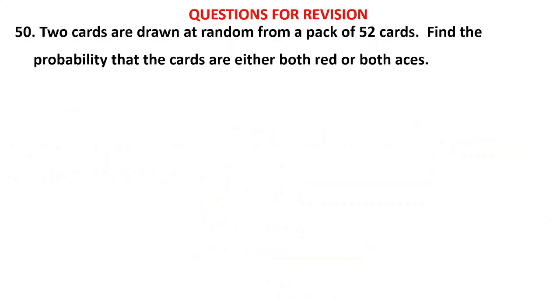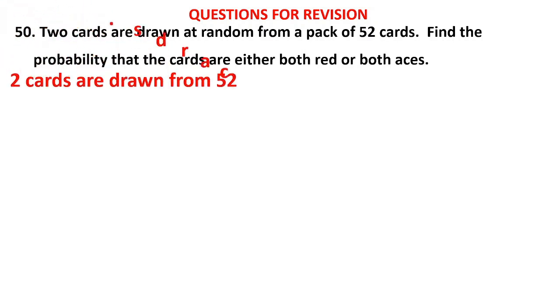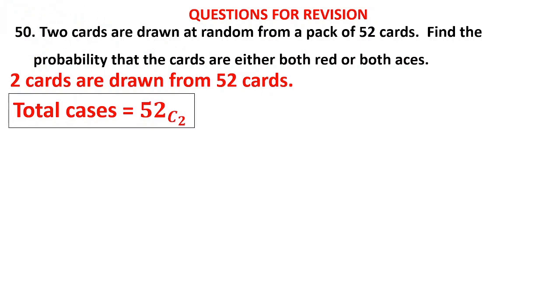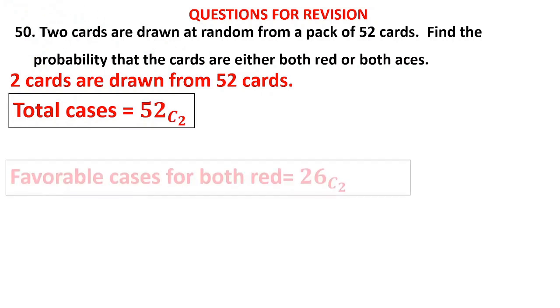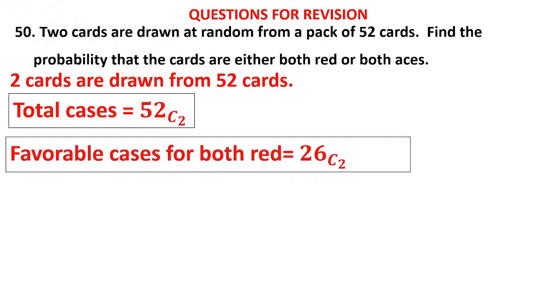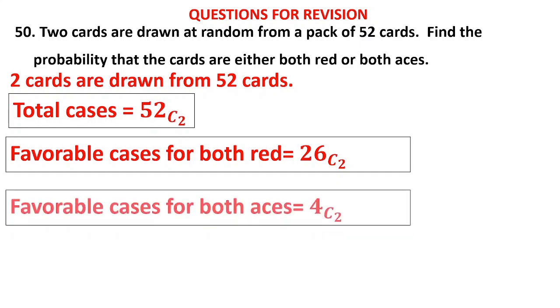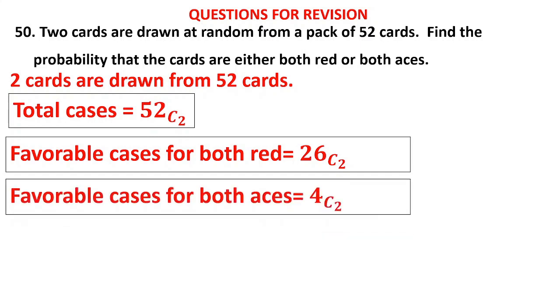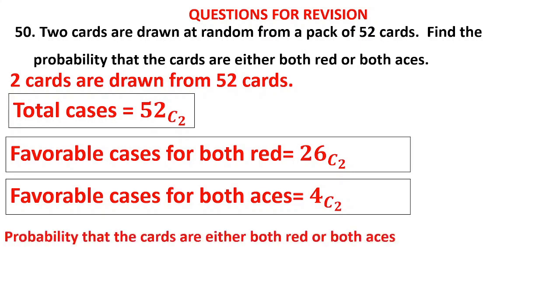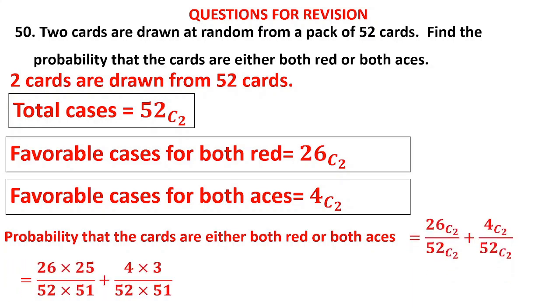2 cards are drawn. Find the probability that the cards are either both red or both aces. First let us find the total cases, 52C2, because 2 cards are drawn. Let us find the favorable cases for both red: 26C2, because there are 26 red cards. Favorable cases for both aces is 4C2, because there are 4 ace cards. Now let us add the probabilities because we have to find either or. Therefore add the probabilities: 26C2 by 52C2 plus 4C2 by 52C2.